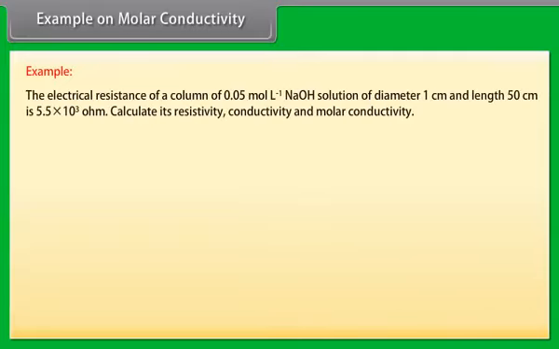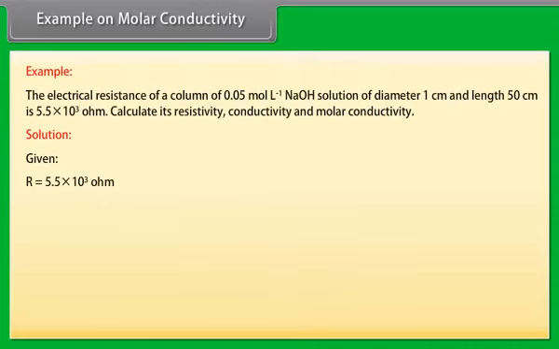Resistivity. It is defined as the resistance offered by a conductor of 1 centimeter length with an area of cross-section equal to 1 centimeter square. The resistance of any conductor is directly proportional to the length of the conductor and inversely proportional to its area of cross-section. R is equal to rho L upon A, where rho is known as specific resistance or resistivity.